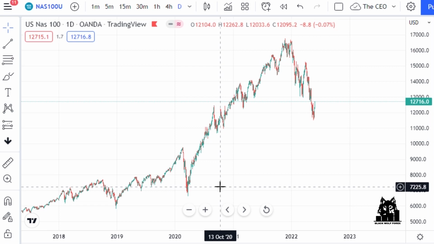We always analyze Nasdaq because that's how we make most of the money. Everybody loves Nasdaq, guys. Everybody loves Nasdaq. So let's give people what they want.